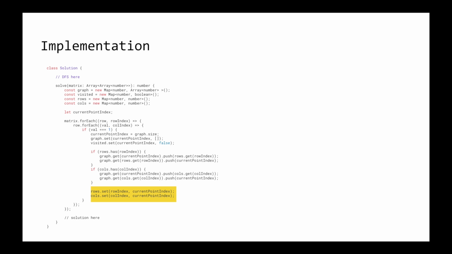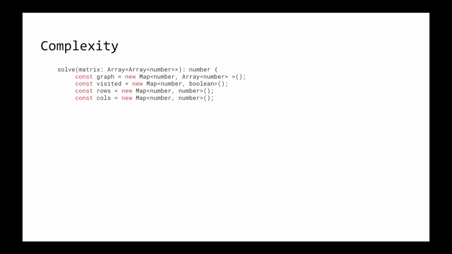Now let's move on to the complexity of this solution. Let's start with the space complexity. We have rows and columns here, and they are the size of the dimensions of the matrix. We also have visited, and in the worst case, every element in the matrix is a tower, so we need space for that. And then we have a graph, and in the worst case, we need space for every element in the matrix, if every element is a tower. And also every node in the graph will have at most 4 neighbors, so that's the space complexity.